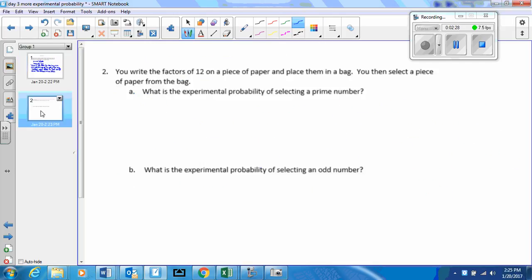Okay, looking at our next problem, you write the factors of 12 on a piece of paper and place them in a bag. You then select a piece of paper from the bag. What is the experimental probability of selecting a prime number? Well, first we have to figure out what the factors of 12 are. If we list them out, remember, factors divide evenly into 12 with no remainder. So the factors of 12 are 1, 2, 3, 4, 6, and 12.